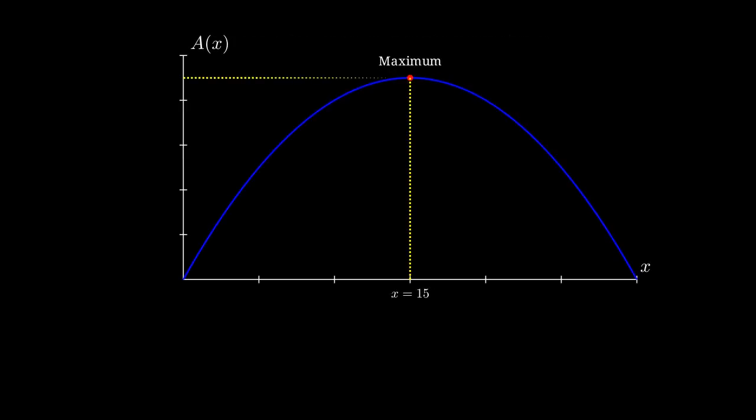Here's the graph of our area function. It's a parabola that opens downward with a maximum at x equals 15, giving a maximum area of 450 square meters. Let's verify this maximum using calculus by taking the derivative.